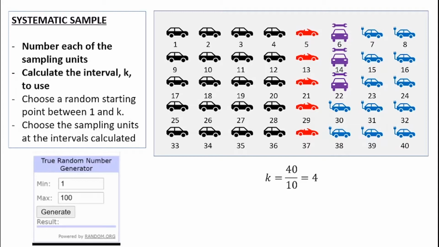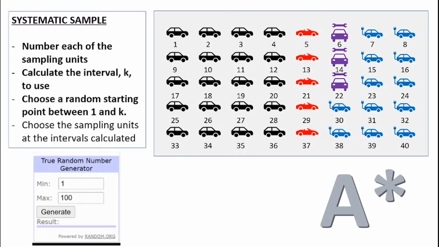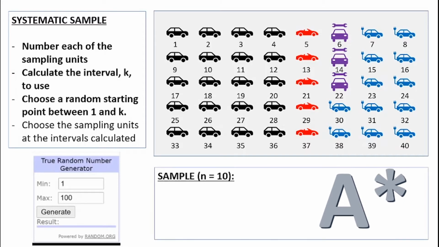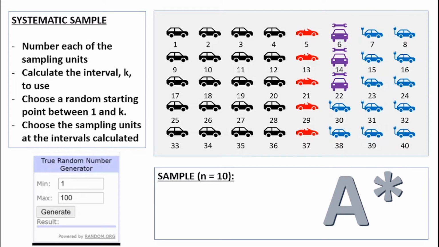Now that we know the interval size, we also need to choose a random starting number. Some people in error think that we'd always start with the number 1, but then that takes away the randomness of our sample, because person number 1, item number 1, the first person in the register already knows that they'll be picked almost regardless of the sample size or the interval size. Person 1 would always be picked. So to avoid this and to reintroduce some randomness, we choose that random starting point.